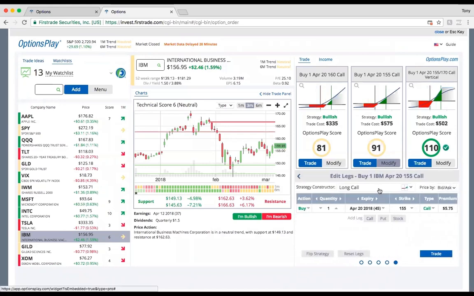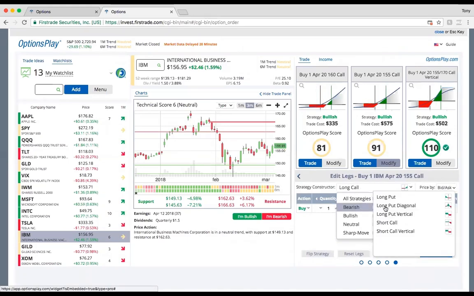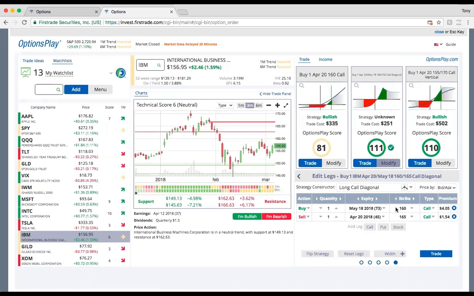Also, if you click on modify, we have a strategy constructor. So if you want to trade more complex strategies, if you want to use credit spreads, diagonals, straddles and strangles, these are all available to you through this type of tool so that you can set up all types of strategies using our strategy constructor. But that's really for those of you that are a bit more advanced or are looking for some of those more complex strategies. Click on the modify button. You can always change the expiration and strike prices or use our strategy constructor, which just quickly constructs some of these more complex strategies for you.